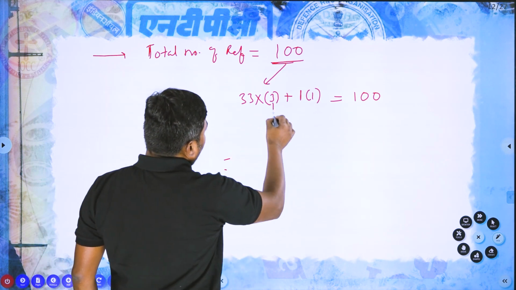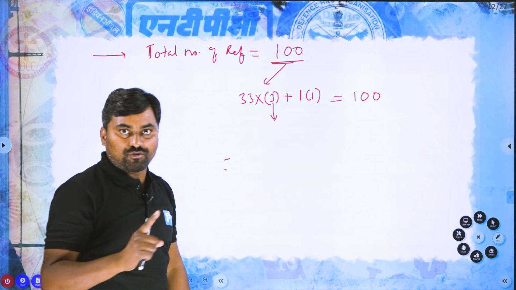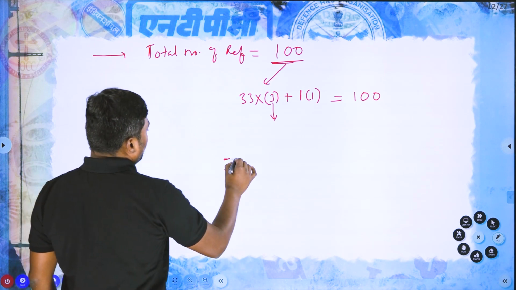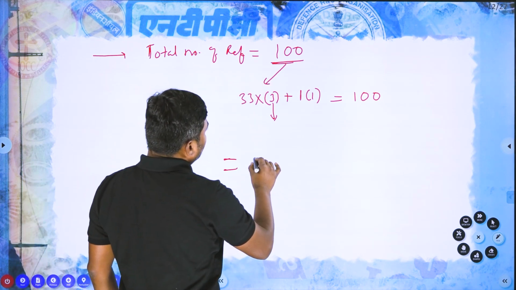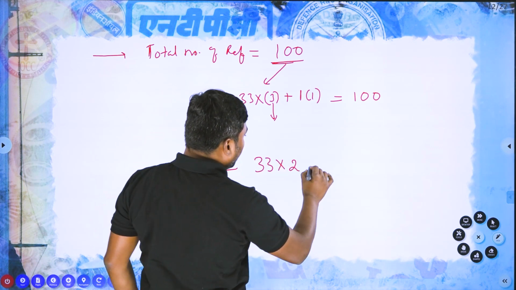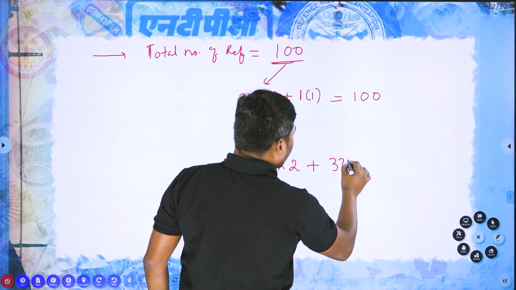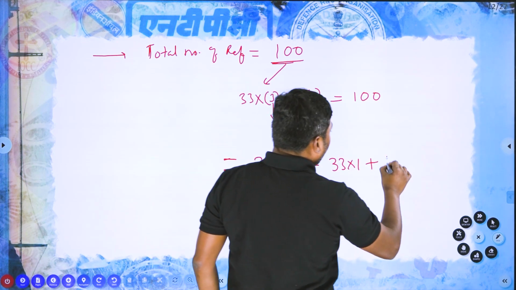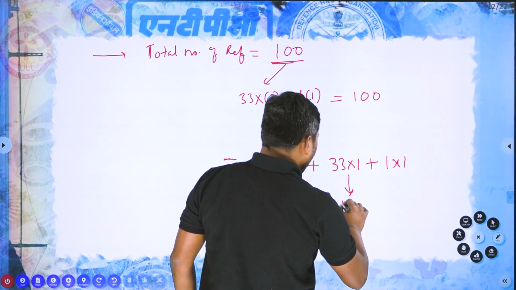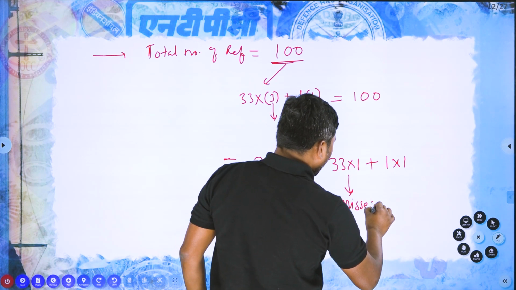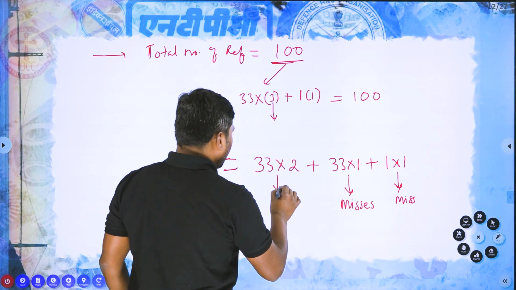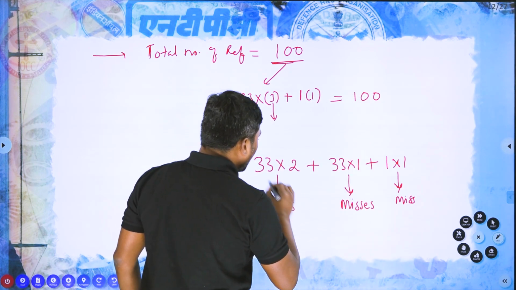Out of these 3 references, the first is a miss, and the next two will be hits. The total references go continuously, so 33 into 2 are hits. 33 into 1 will be a miss. And the last block has only one element, which is also a miss. This is the number of misses. I hope you're getting my point.